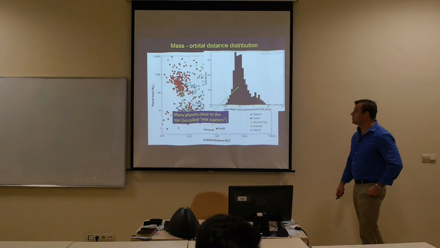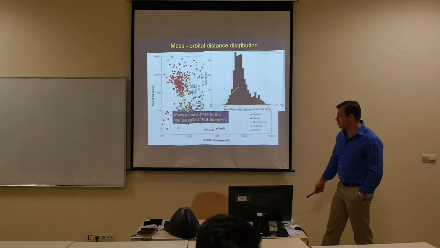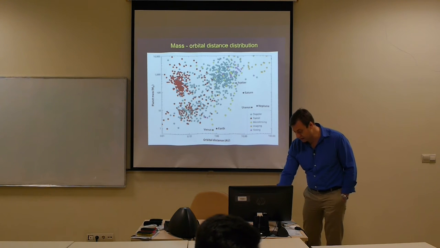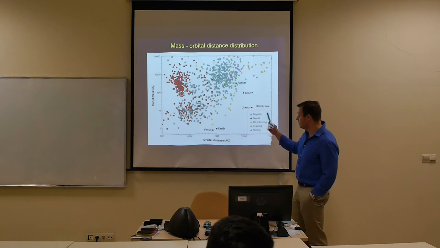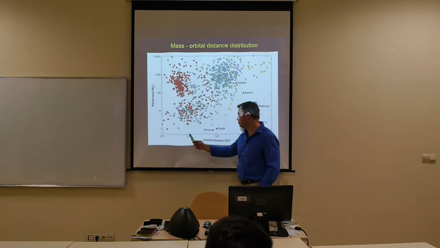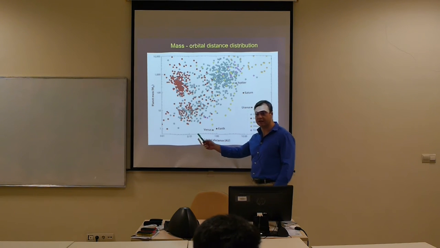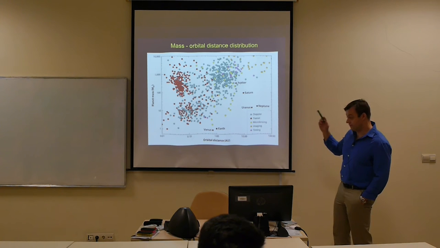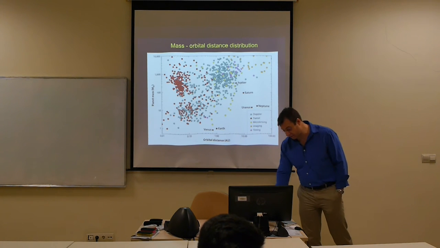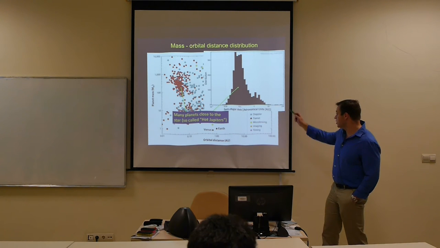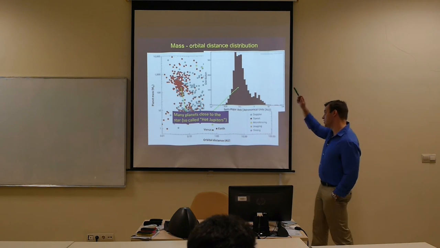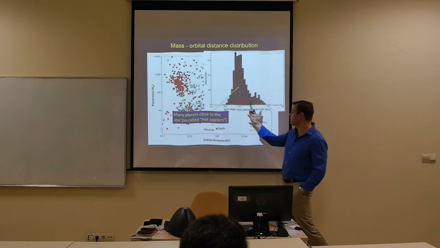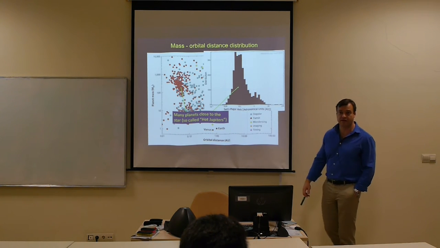Now, what's also interesting about this diagram is the horizontal scale. You can see that a lot of planets are sitting at a distance of less than 10% of the distance between the Sun and Earth. 51 Peg, the first discovery, is one of such planets. This is a histogram of the data, and again, you can see this huge peak. There are a lot of planets sitting very close to their star.